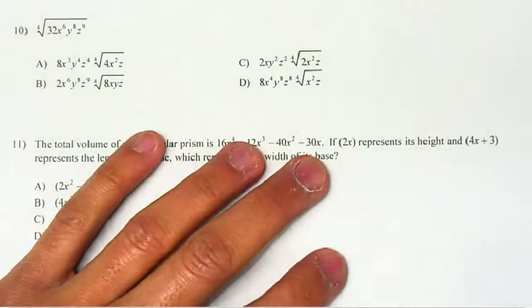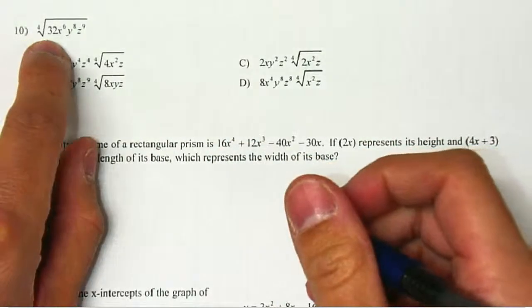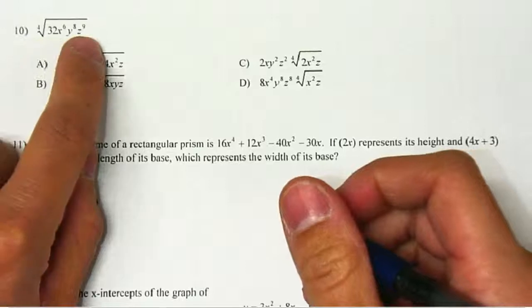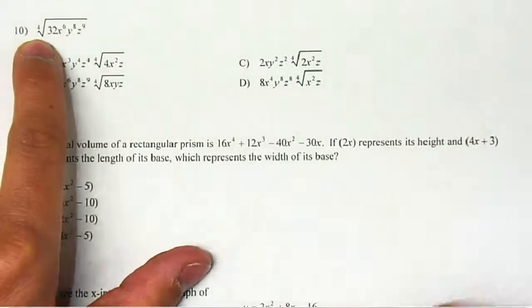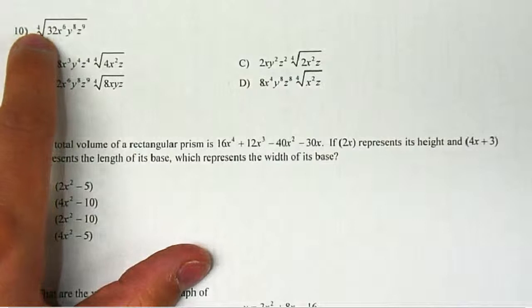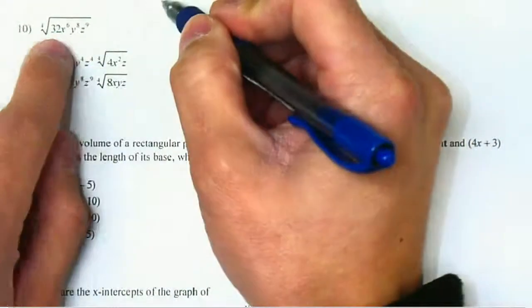Alright, for number 10, we have to simplify the fourth root of 32 x to the 6th, y to the 8th, z to the 9th. And remember, whenever we're simplifying using those roots, it helps if we just look for groups of whatever root we're looking at. So in this case, since I'm looking for the fourth root, we're going to look for groups of 4, because then we know the fourth root. So let's take each one by one.